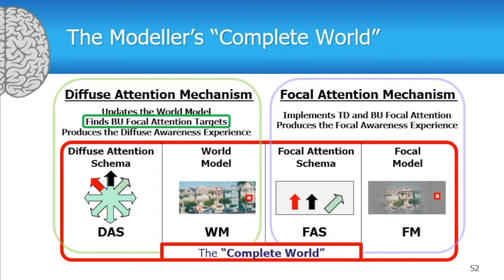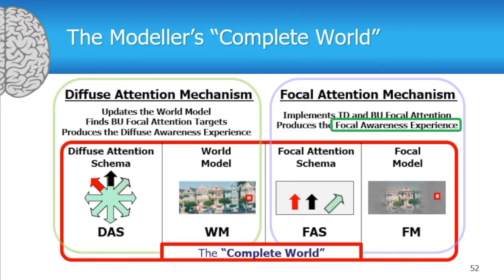You could think of the diffuse attention schema arrows as being part of the brain's primary sensory cortex that gets activated by sensory change, and the focal attention schema arrow represents how information about those areas gets transmitted to the frontal lobes. So, if you are familiar with global workspace theory of consciousness, the focal attention mechanism is the global workspace, and it has three components: the activated diffuse attention schema arrows, the corresponding focal attention schema arrows, and the focal models. So this is how finding bottom-up focal attention targets produces bottom-up focal attention and the focal awareness experience.